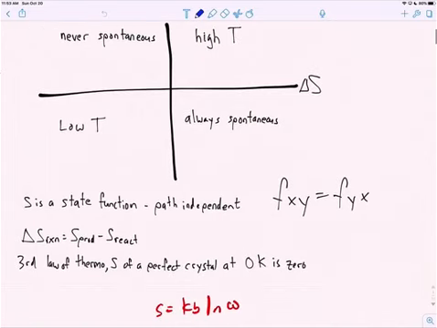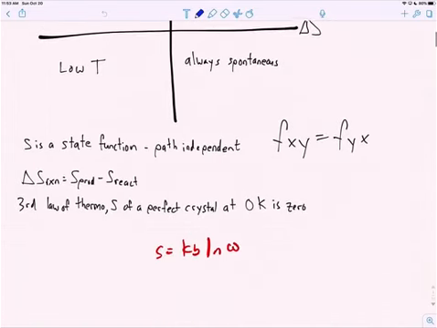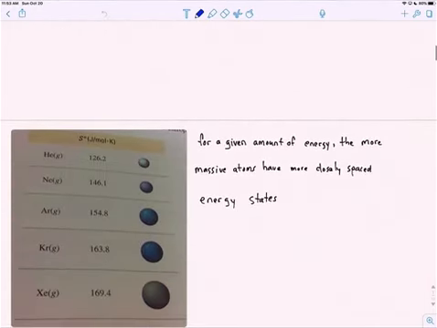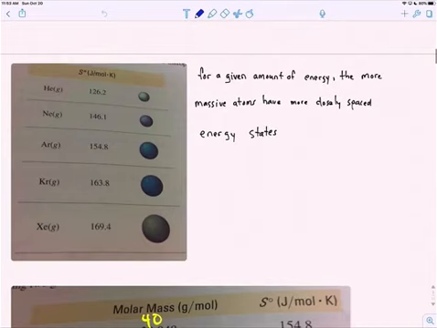And the third law of thermo, I mentioned this before, gives that definition of entropy. So let's look at some of the entropies here: the entropy of helium up to xenon. Why is the entropy increasing for the noble gases?